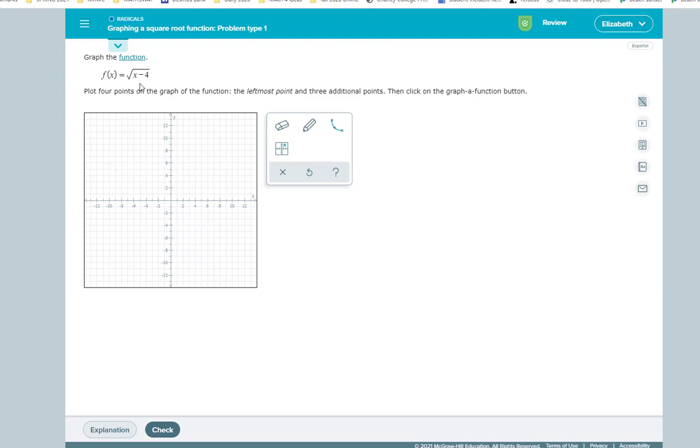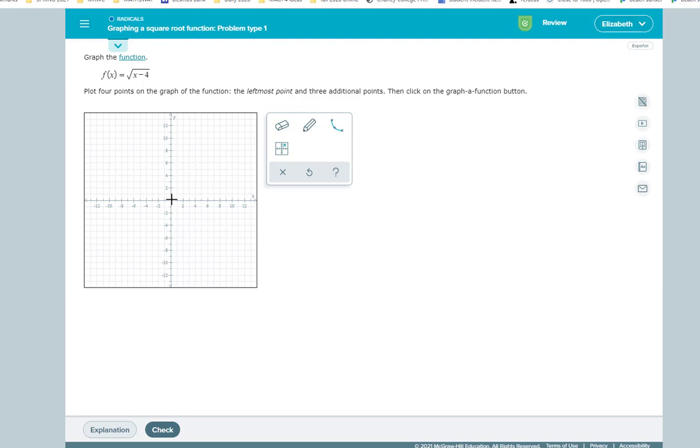With our transformations, we've also seen that when the minus 4 is inside the radical, you see how this little radical bar is on top of that whole x minus 4? That means that this minus 4 is directly affecting x. And so this is actually shifting the entire graph to the right 4 spaces. So just based off the transformations, we can get a few of our points. Look what it says: plot 4 points on the graph of the function. You need the leftmost point and 3 additional points.